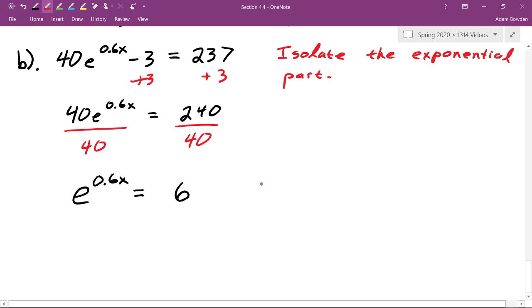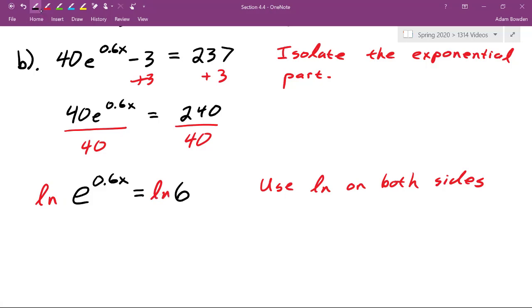Okay, and like the last example, I'm going to use the natural log on both sides. Okay, and if I take the natural log, the ln on both sides, think about what the ln actually stands for. ln stands for log base e.